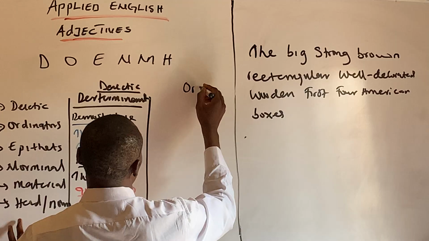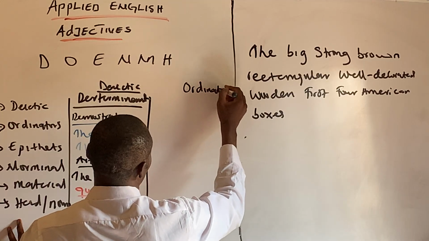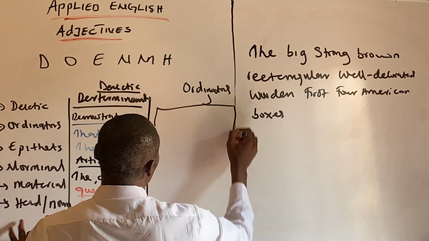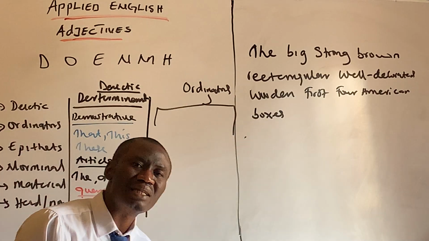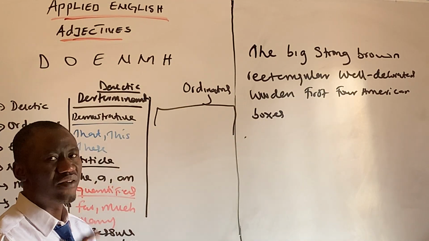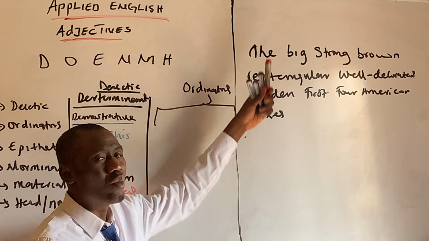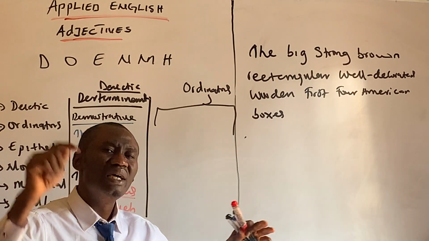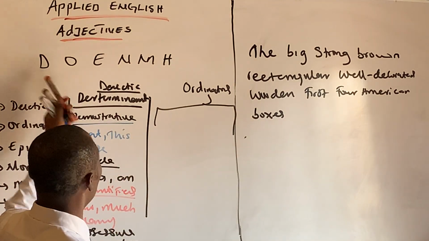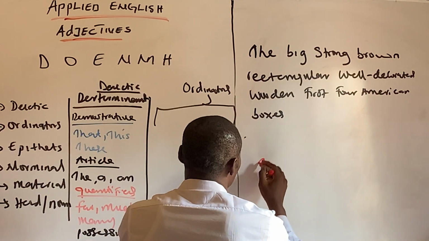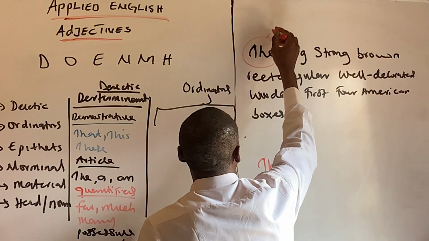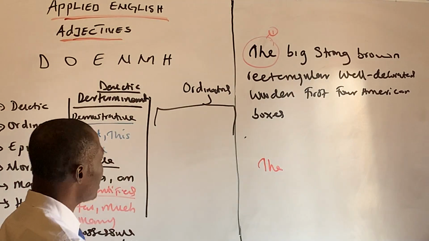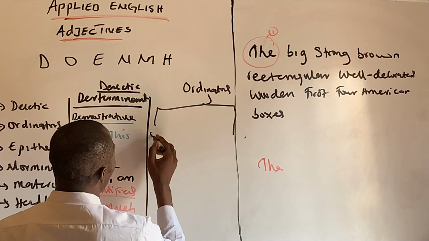The ordinators, before we move ahead, we look at this sentence again. Does it have any determinant there? Yes, it has. In fact, it has an article, the. And whenever you have a list of adjectives, the determinant comes first. So we have D. All right, so that's the first one. For the ordinators, we have the ordinals.